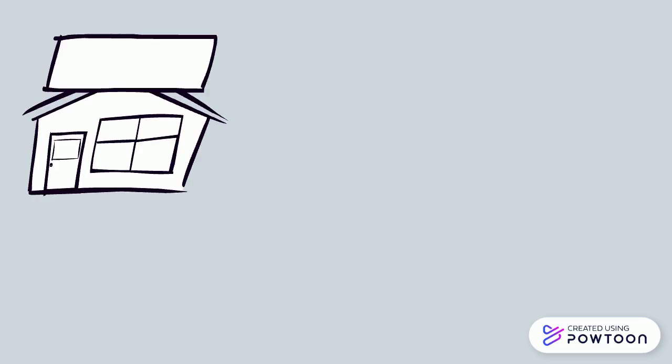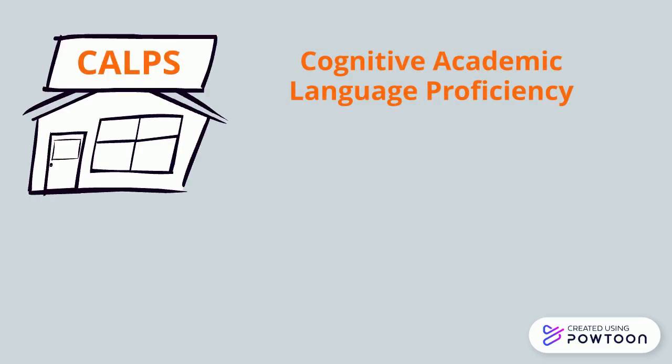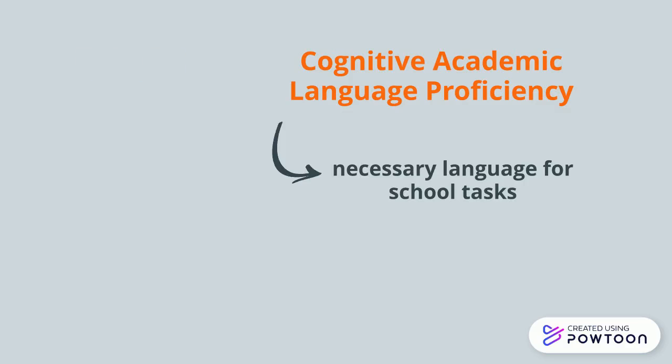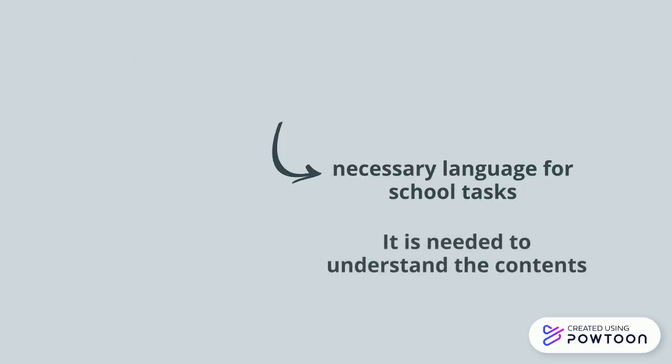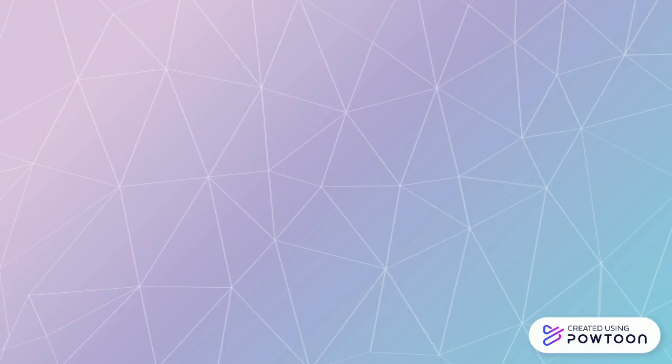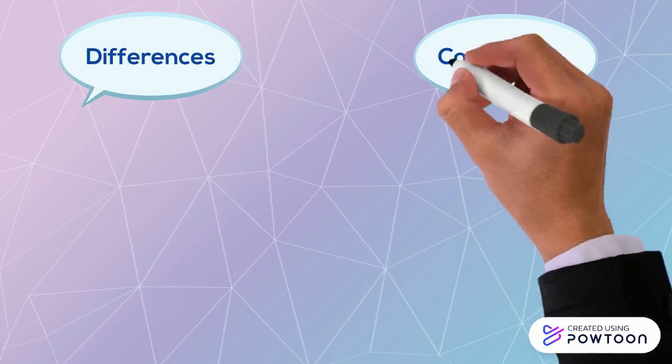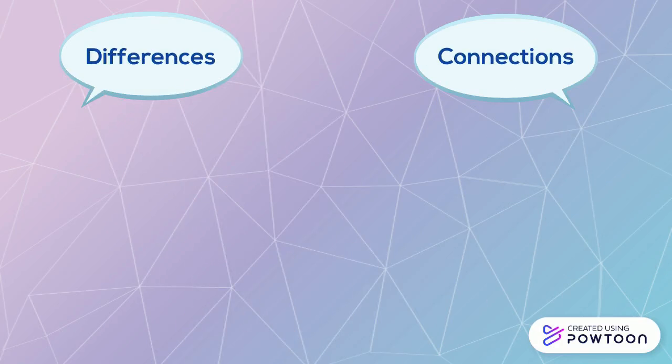On the other hand, we have CALP, which stands for Cognitive Academic Language Proficiency. This is the necessary language for school tasks and also to understand the contents. Once we have described both terms, it is also important to understand the difference between them and the connections they have. Let's look at the differences now.